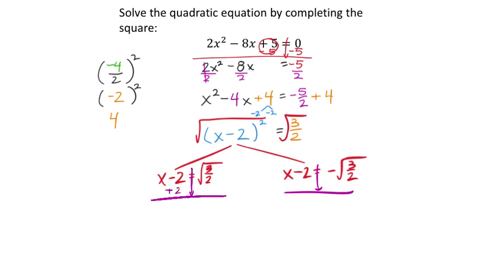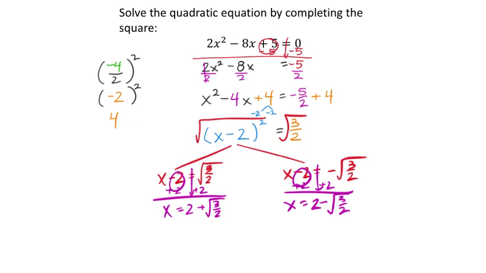So there's plus 2 on both sides for both. Again, that's to zero out your minus 2's there. So then we get x equals 2 plus the square root of 3 halves. But also, x could equal 2 minus the square root of 3 halves.